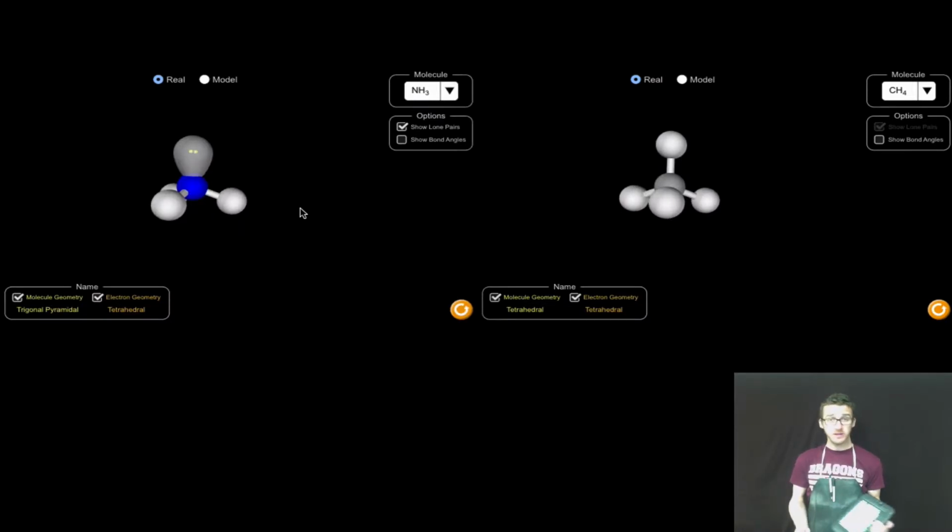Recall that the molecular geometry is focused on the geometry that exists between only the bonded regions of electrons on that molecule. In ammonia, because one of those regions is a lone pair region, the molecular geometry here is trigonal pyramidal, whereas in methane, or CH4, all of the regions are bonded regions, and therefore the geometry here is tetrahedral.